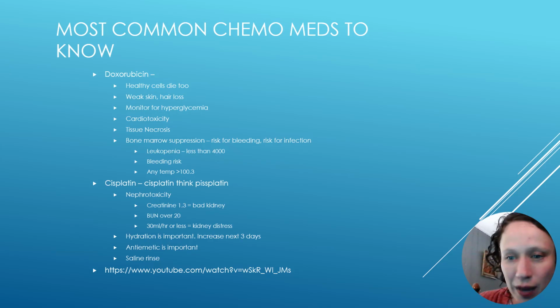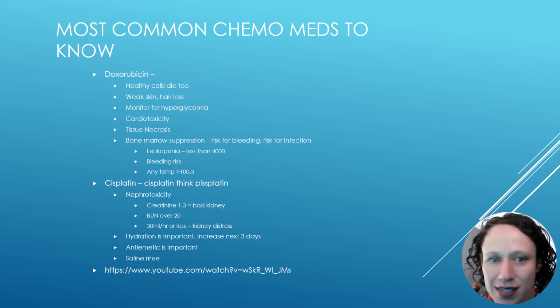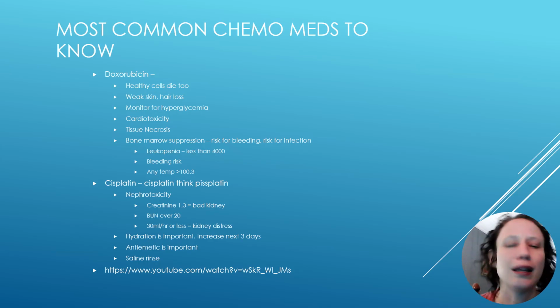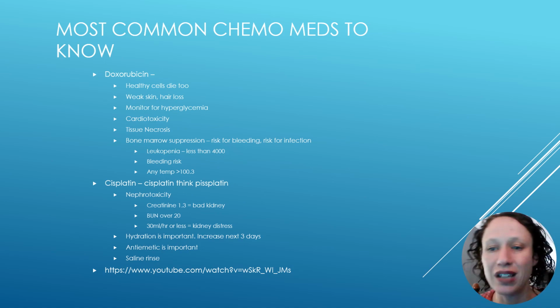And then our cisplatin, think cisplatin. Why? Because it's never toxic. So you want to think of all the things that mean never toxic. So creatinine greater than 1.3 equals bad kidney. BUN over 20. Don't have a phrase for that one. And 30 mLs or less equals kidney distress. Okay, this is always good to know, and especially just go ahead and relate it to the med and you'll be fine, right?